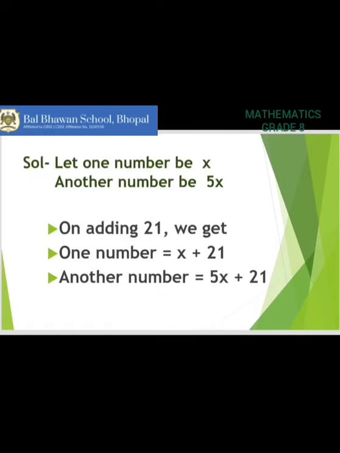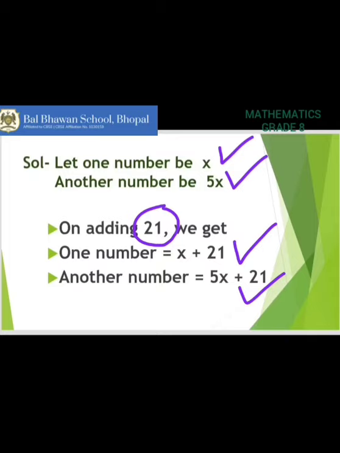Here I have written everything. Please have a look at it. What I have done, I have written both the numbers. One number is x, I have assumed one number to be x, and another is 5x because the other number is 5 times the first number. According to the question, they are asking us to add 21 to both the numbers. So if I add 21 to both of them, my first number would become x plus 21 and the other number would become 5x plus 21.